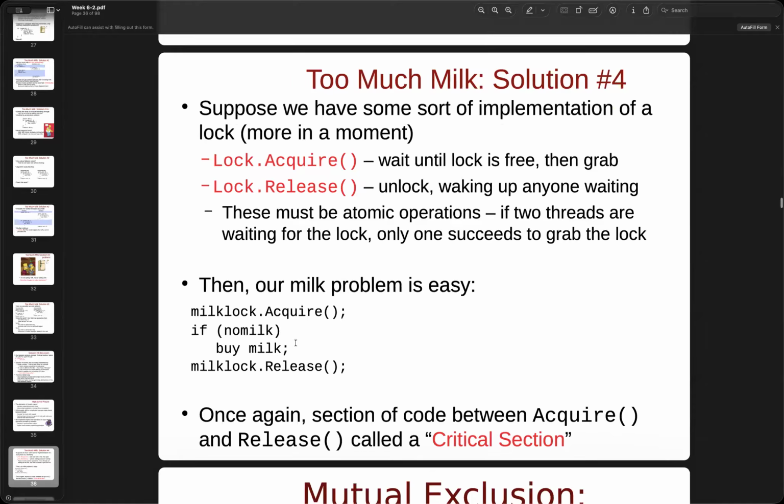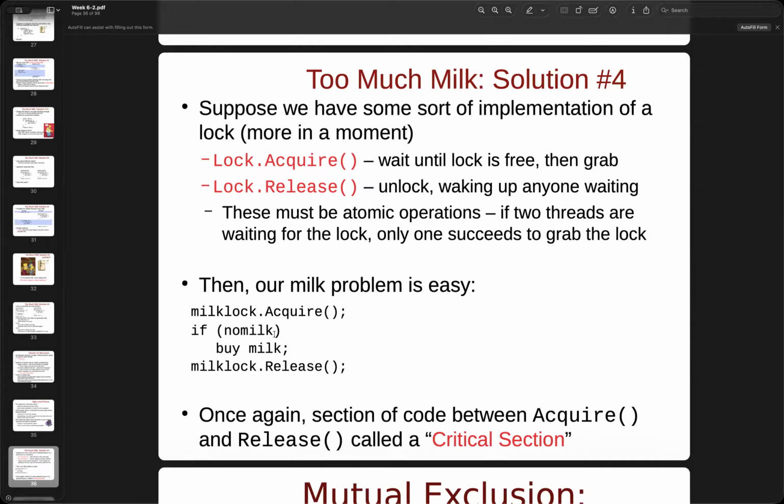So here's the problem. First I try to acquire the milk lock right here. There's a function, and I try to grab it. If I can grab it, I will check: is there no milk? If yes, then I can buy the milk. After I buy milk, I release the lock. Done. Once again, the code between acquire and release is the critical section. The critical section is checking the milk and buying milk, so only one person can do it.